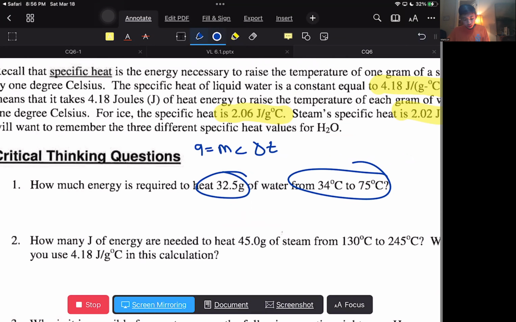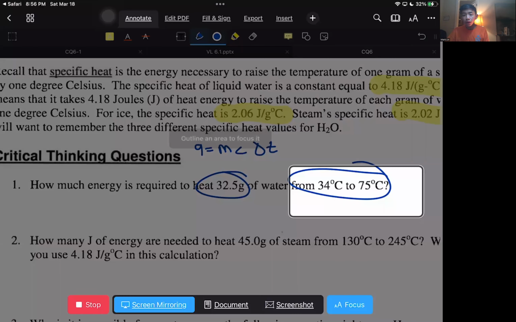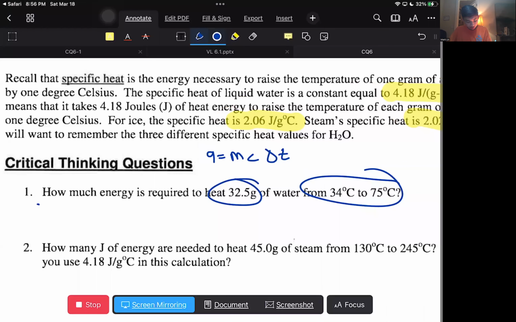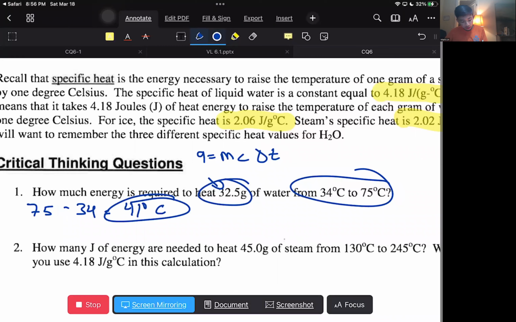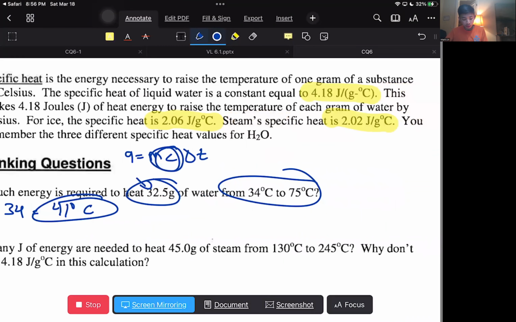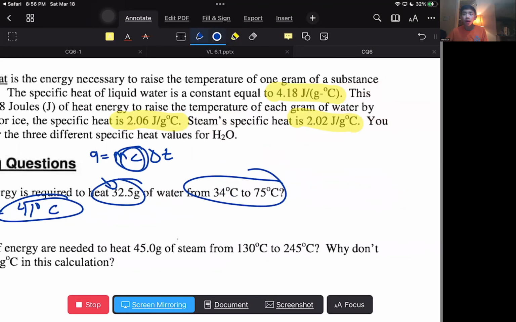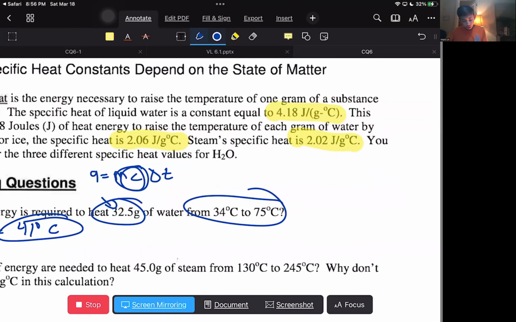When it says from 34 to 75 degrees Celsius, it raised from 34 to 75, so we just subtract to find the temperature change. 75 minus 34 equals 41 degrees Celsius. That's our temperature change. Our mass is 32.5. And C is specific heat, and the specific heat of water right here is 4.18.